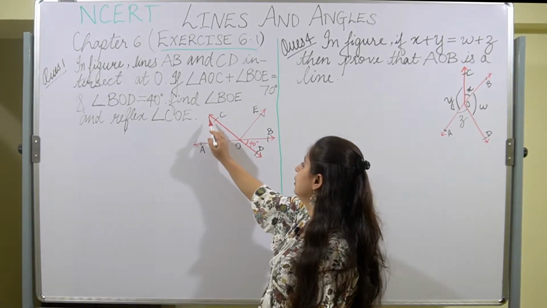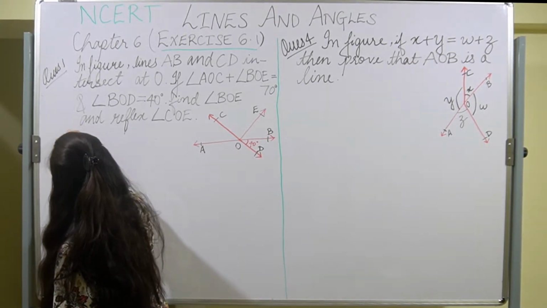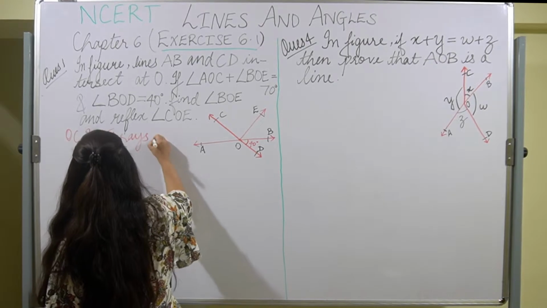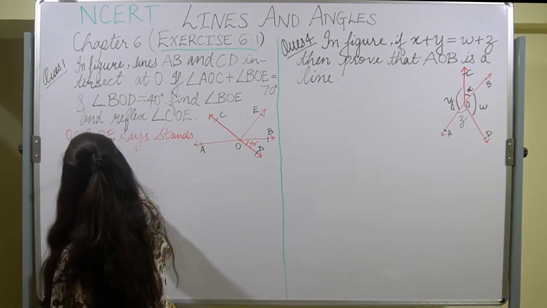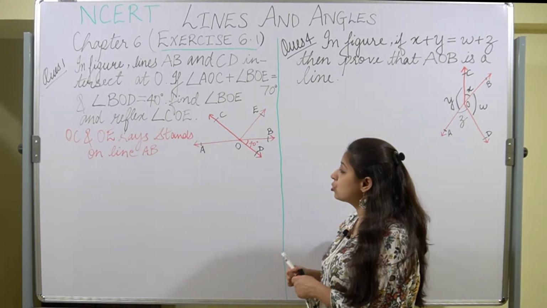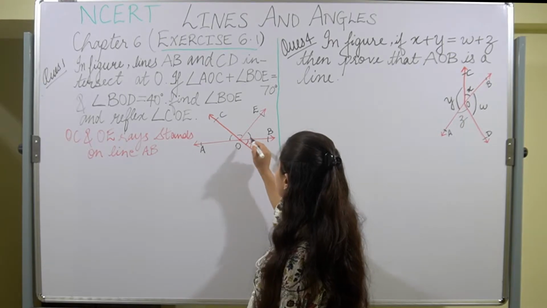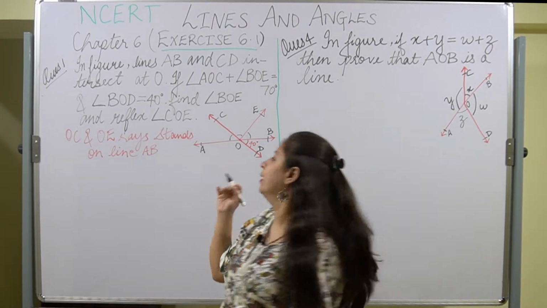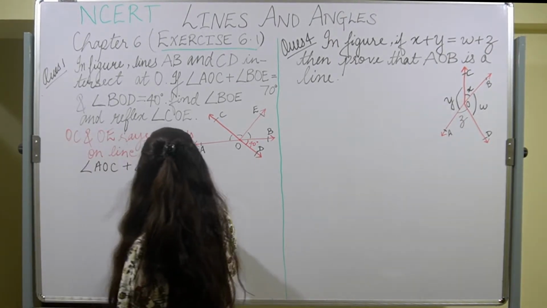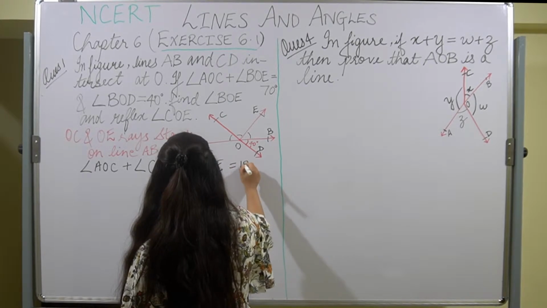Here we can see the rays OC and OE stand on the line AB. So the sum of these angles, angle AOC plus angle COE plus angle BOE, will be equal to 180 degrees.